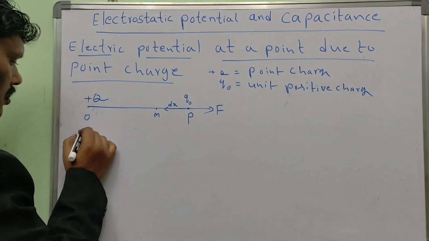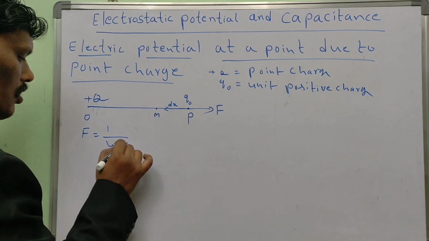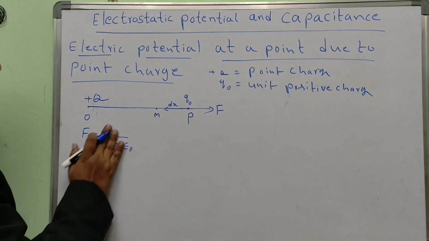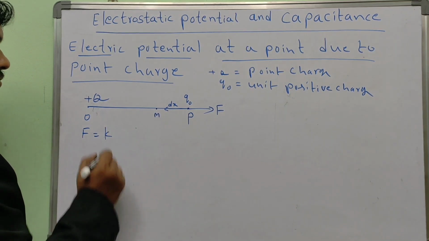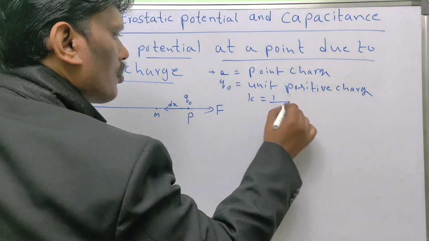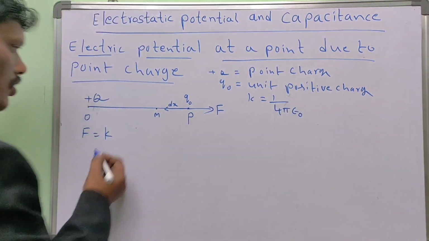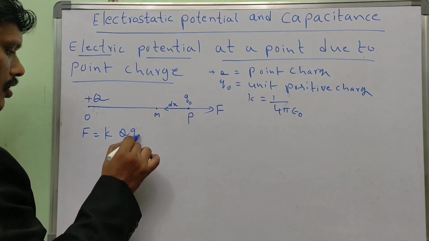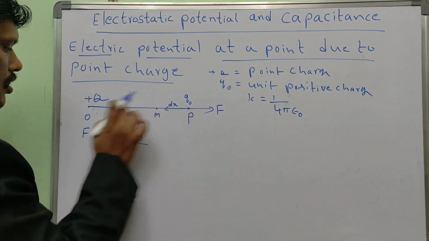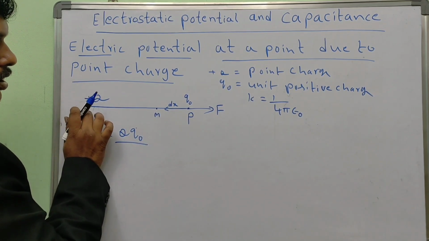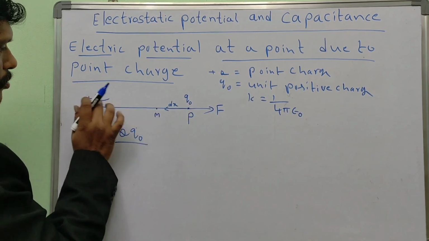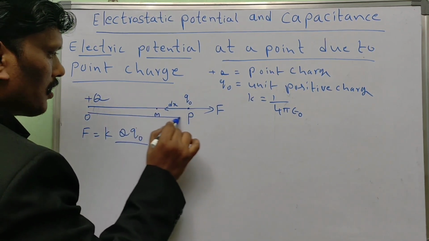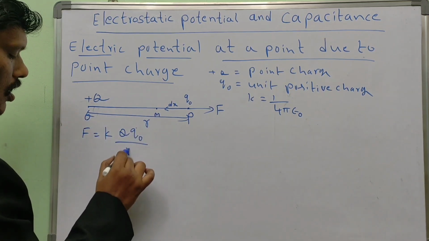Now, how much force is that? 1 upon 4 pi epsilon naught times the product of charges. This 1 by 4 pi epsilon naught I am going to write as k, because we already know that k means 1 upon 4 pi epsilon naught. So k into the product of charges q into q naught, upon the distance of q naught from the point charge. The distance of q naught from plus q I am going to consider r, so r square, distance square.